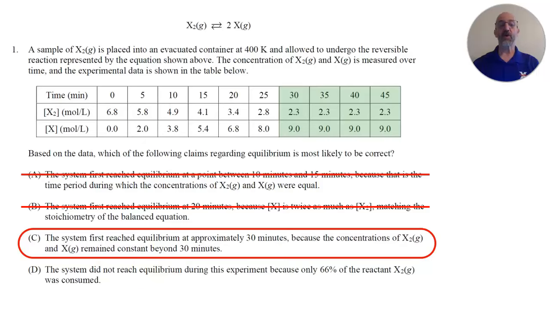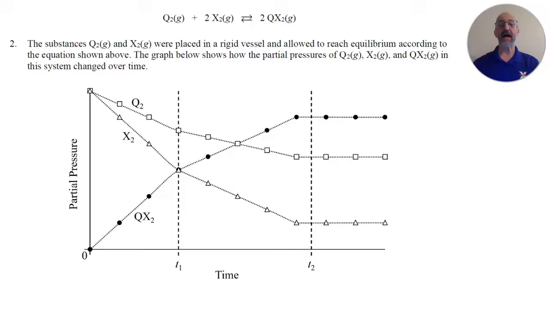The reason why the correct answer to question 1 is choice C is because that is the definition of equilibrium. The definition of equilibrium is when the concentrations or the partial pressures of all species remain constant over time, and in this table, that happens from a period of 30 minutes onward. All right, the answer to question 1 is choice C. Now, let's take a look at question 2.